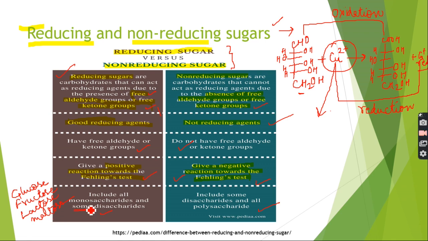Okay, reducing disaccharides. The other one, the non-reducing disaccharide, is sucrose, which we'll be using in the lab today. Sucrose and all polysaccharides, for example starch. Okay, so starch and other polysaccharides behave as non-reducing sugars, and they do not give a positive test with the Fehling and Benedict's reagent. So I hope that is clear to everyone.